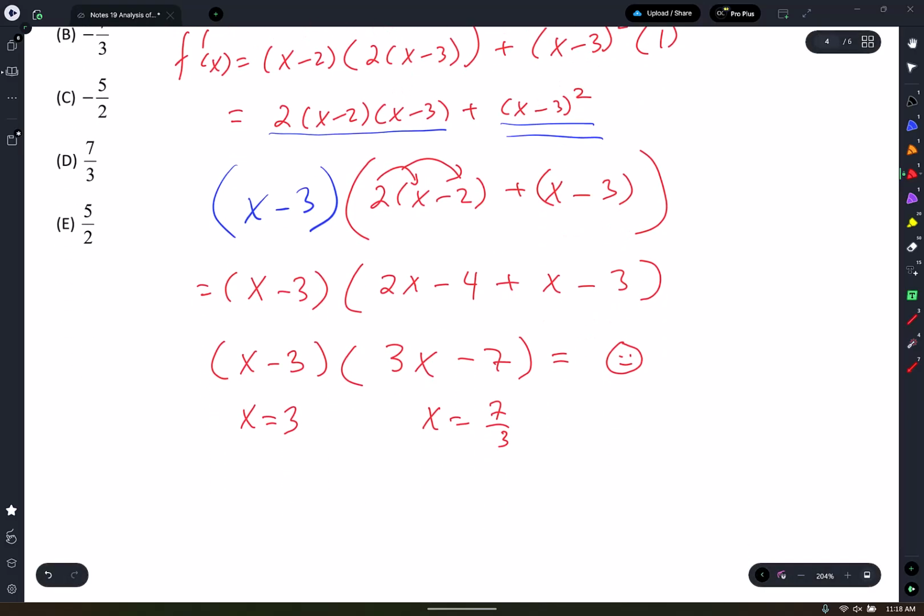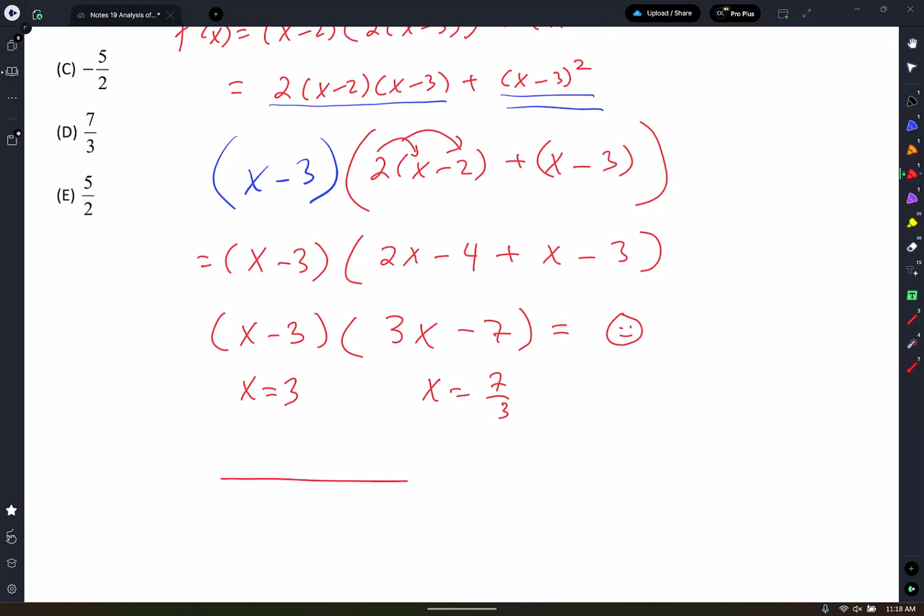Okay, here's how I would like for you guys to do it, though. Draw a sign chart. The domain is all real numbers. Call this f prime. 7 over 3, is it a number bigger than 3 or smaller than 3? Smaller, yeah, because 9 over 3 is 3, right? So I'm going to put 7/3 right here, and I'm going to put 3 right here.